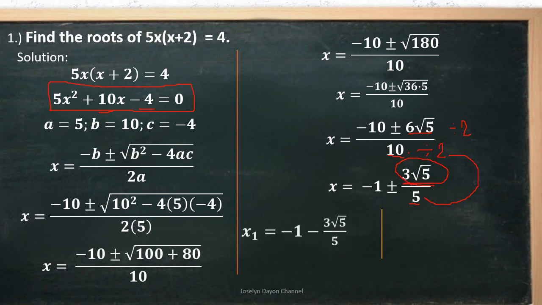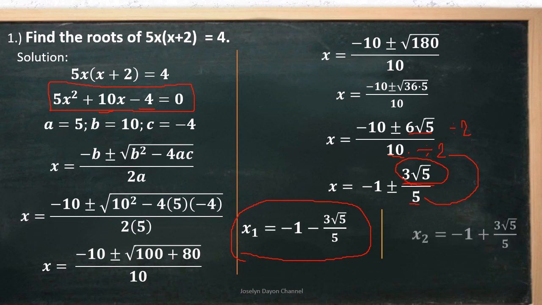So the two values that we have are, first is negative 1 minus 3 square root of 5 over 5, and the other one is negative 1 plus 3 square root of 5 over 5. Okay, now we're going to check to verify if the values that we obtained are really the solutions of the equation. When x is equal to -1 plus 3 square root of 5 over 5, copy first the original equation.